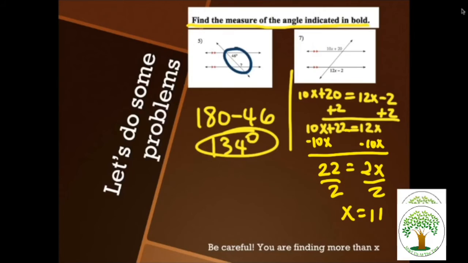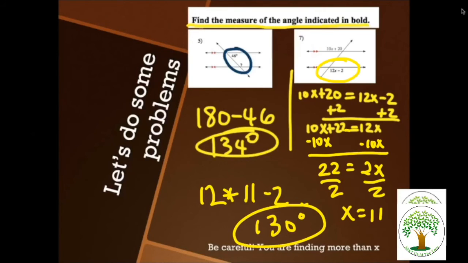If you remember, we're supposed to find the measure of the bold one right there. So we have to plug that 11 back in to 12 times 11 minus 2. 12 times 11 is 132. Minus 2 is 130. That is our answer. So remember, be careful that you're finding more than just x.